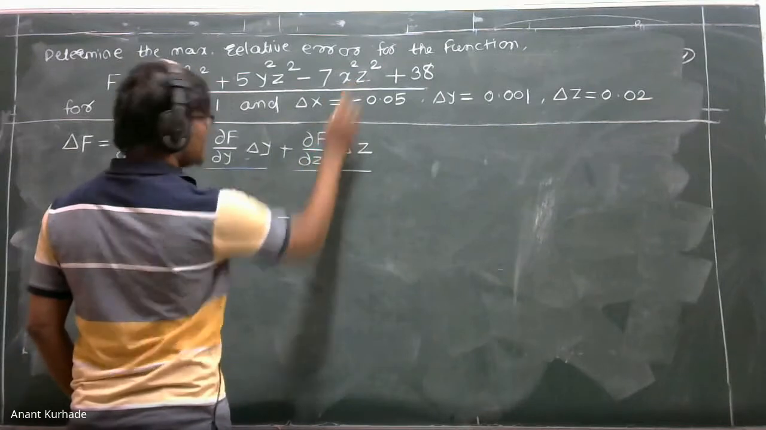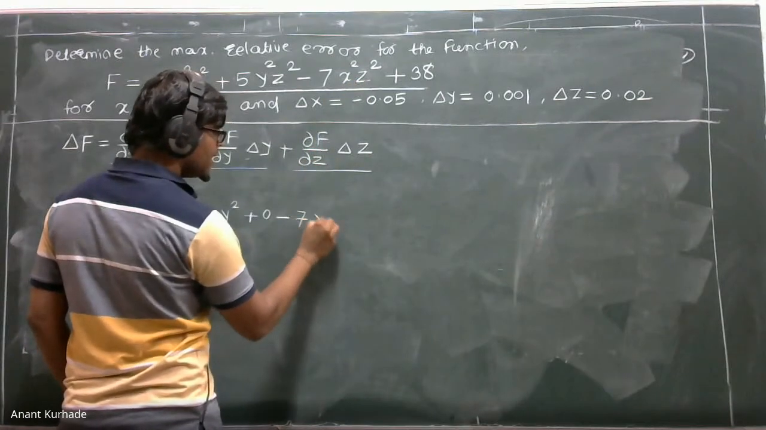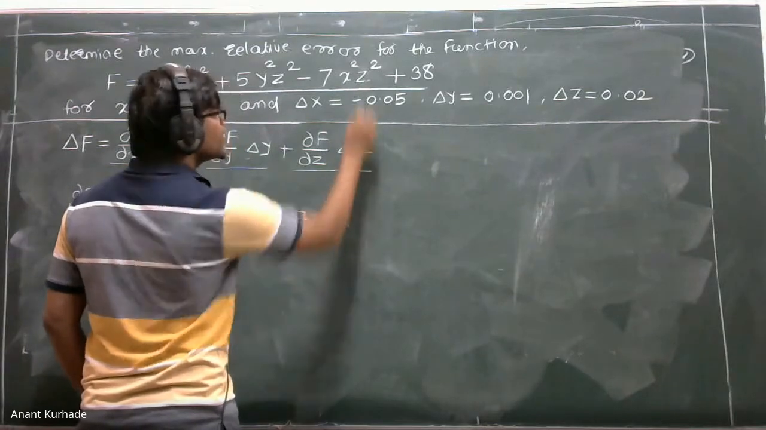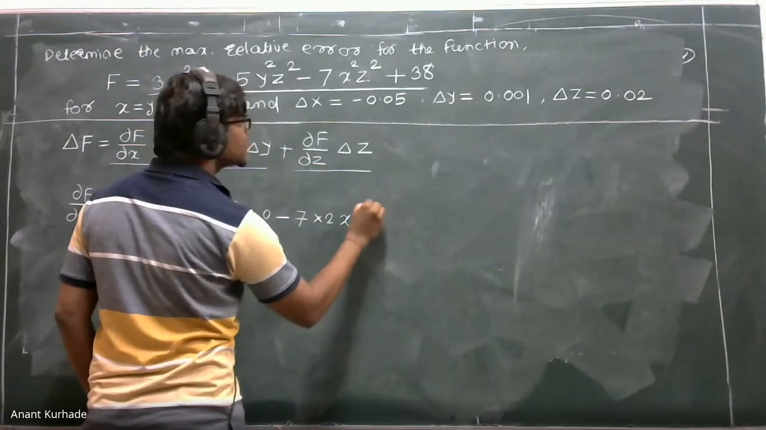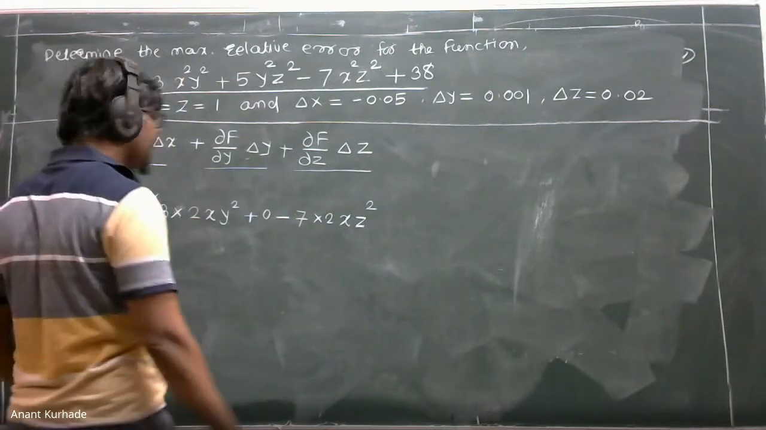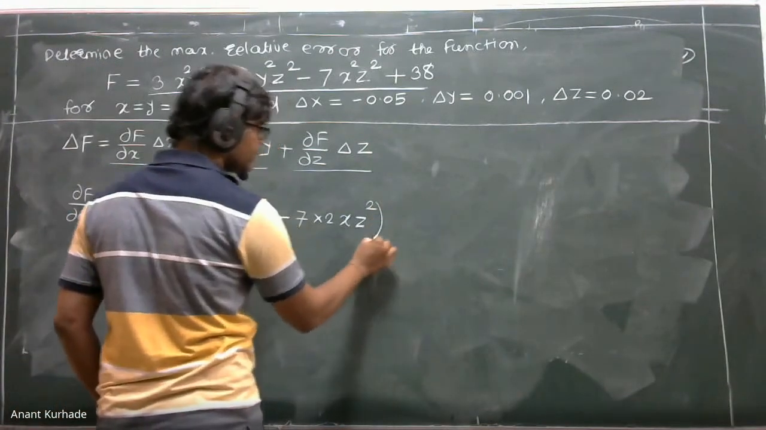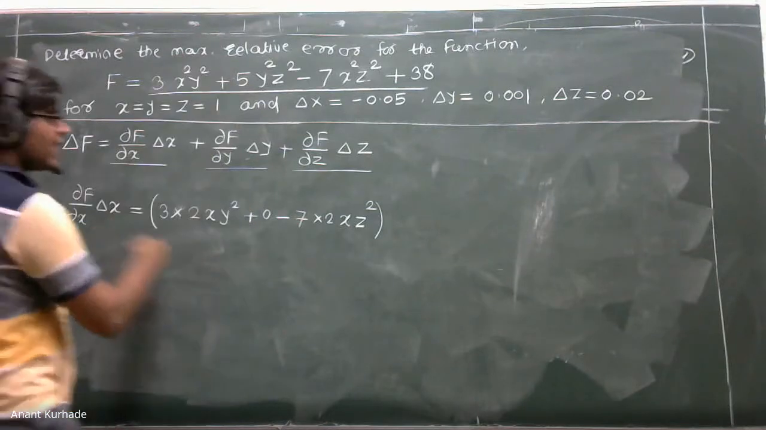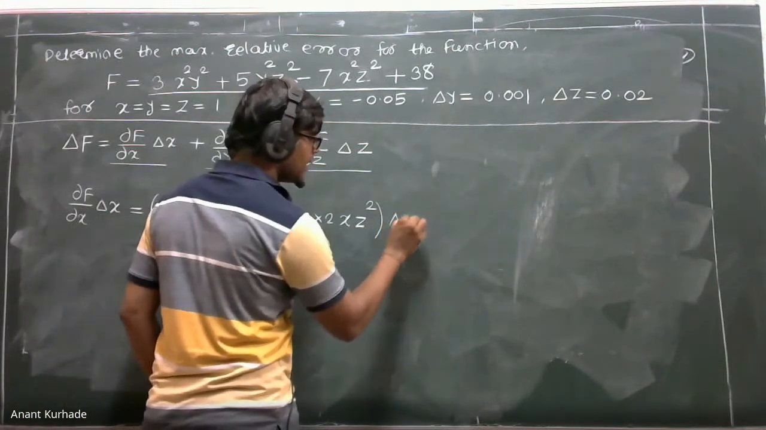Now here we have x minus 7 into the rate of x square, which is 2x, and z square as it is. Now, the derivative of 38x is 38. Derivative of zero, sorry, zero. Zero into delta x, write down as it is.